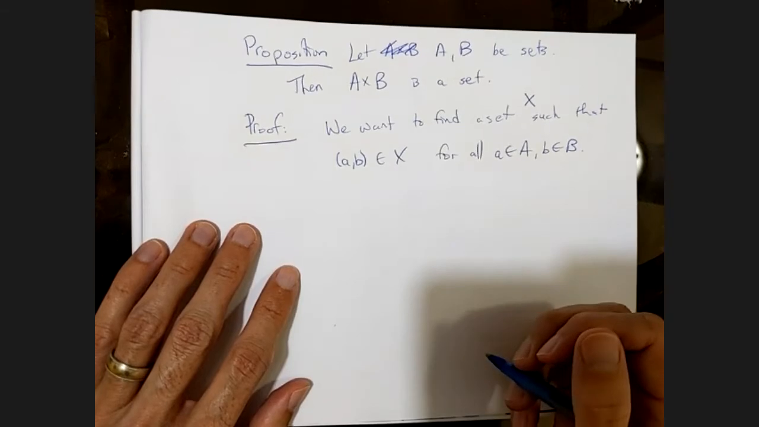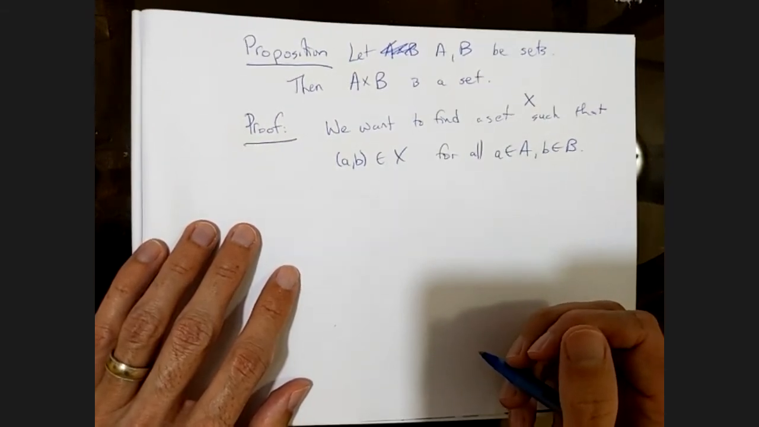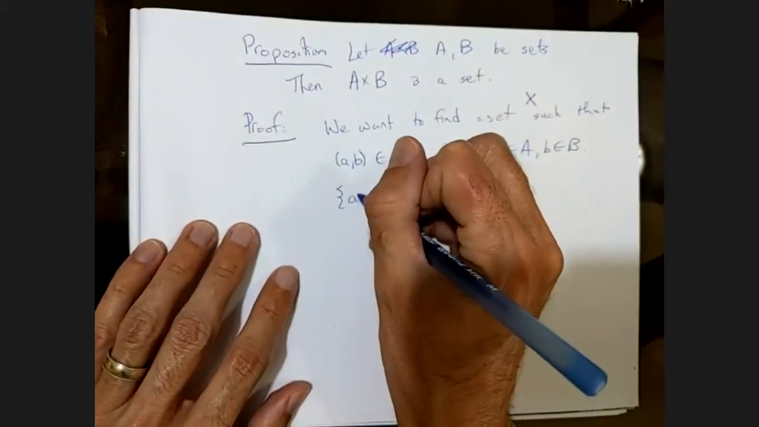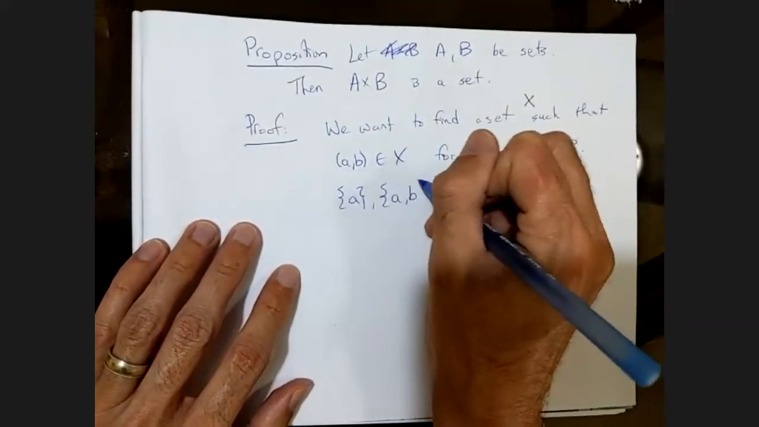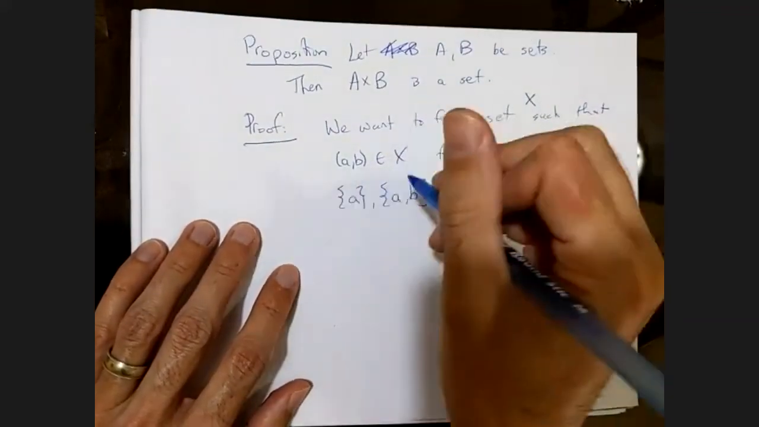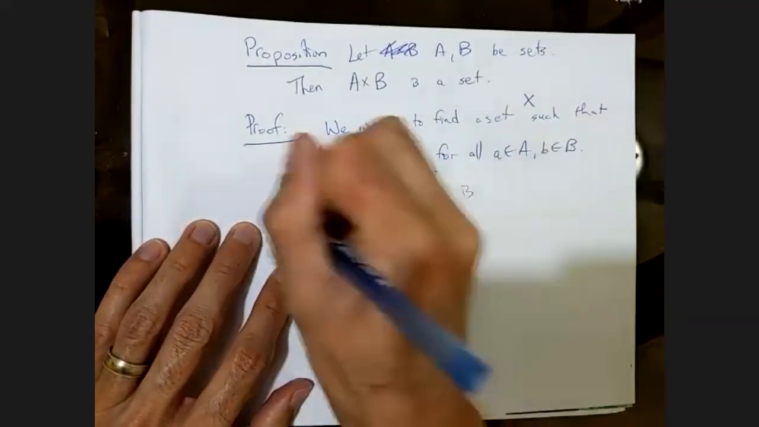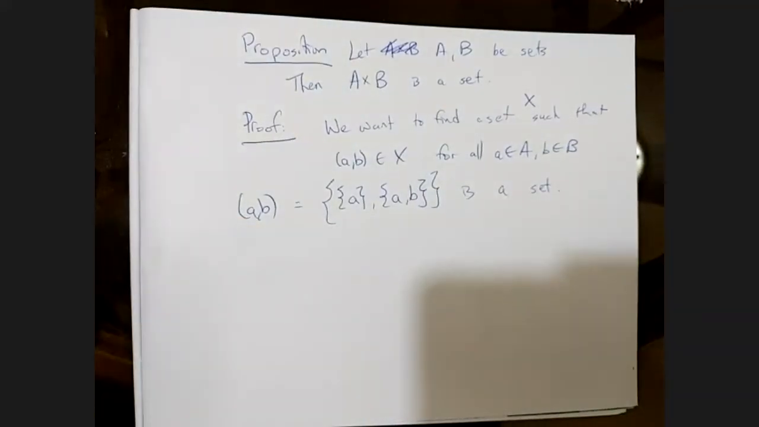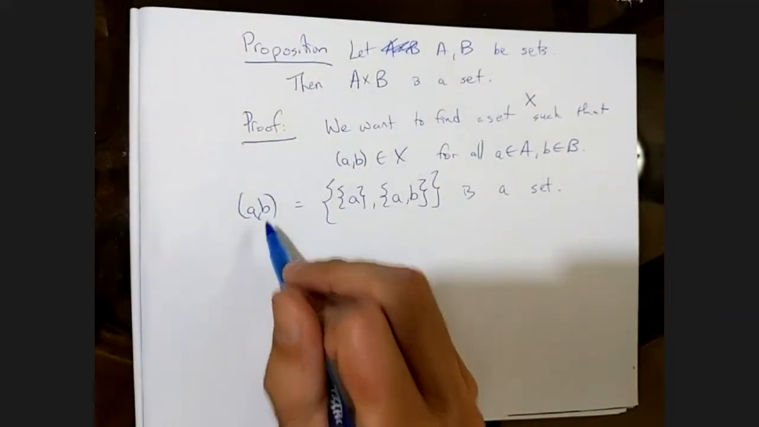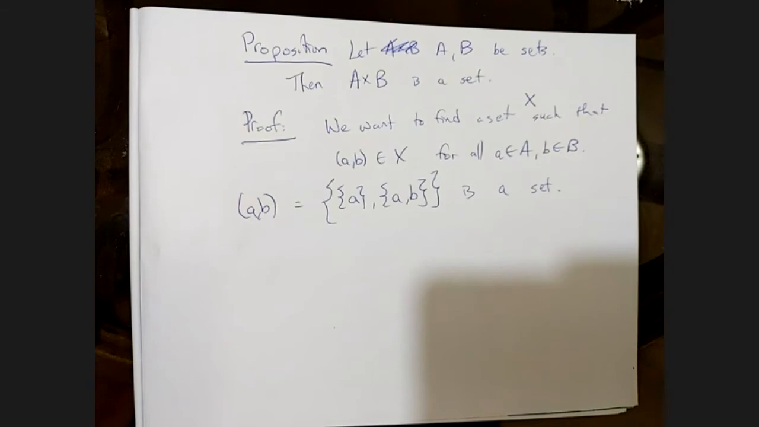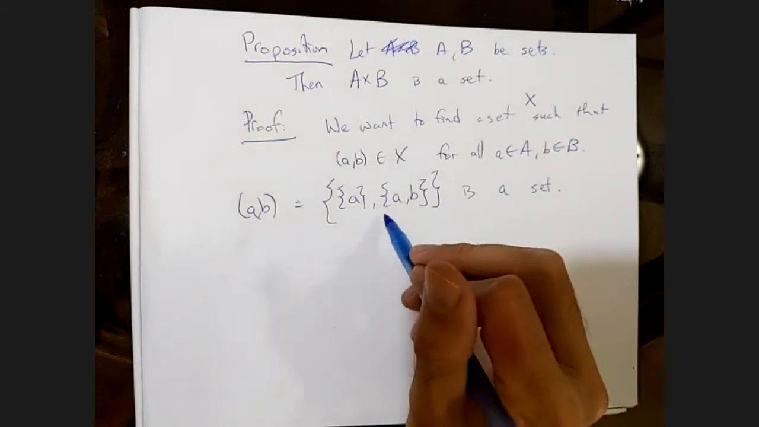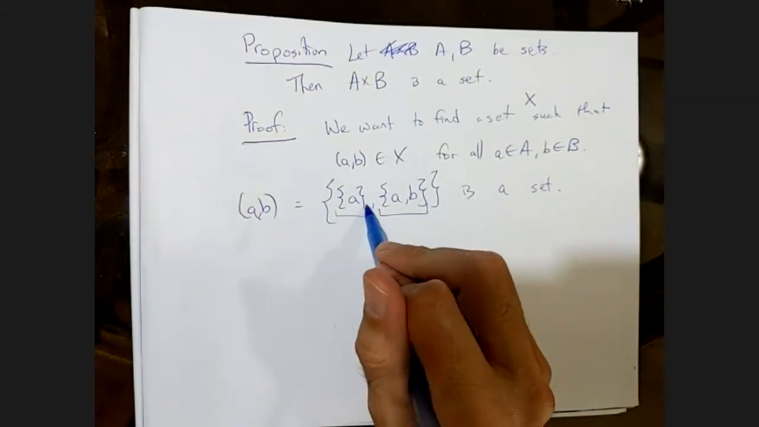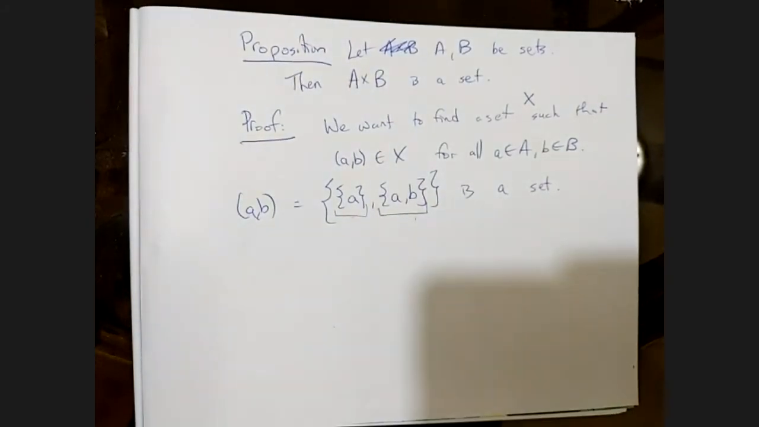First, we know that (a, b) is a set. That's just by a previous proposition. We already showed that the ordered pair of a and b is a set. How did we do that? We constructed the unordered pair of a and b, the singleton of a, and then the unordered pair of those two. And we got this ordered pair.